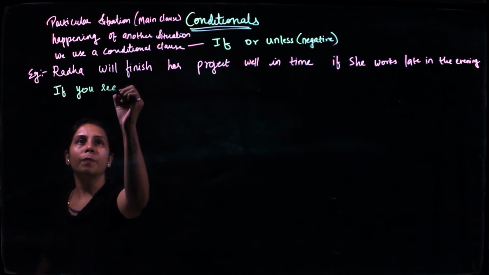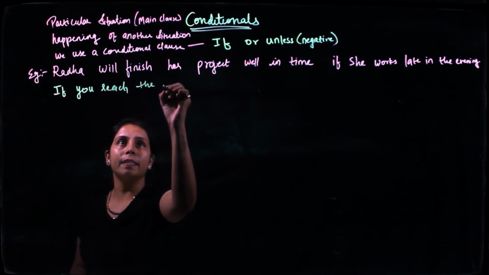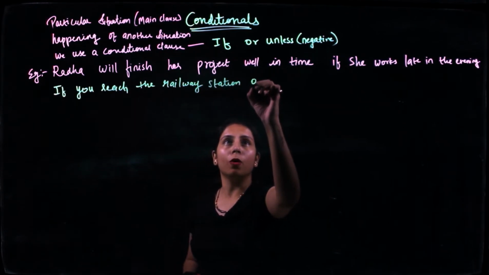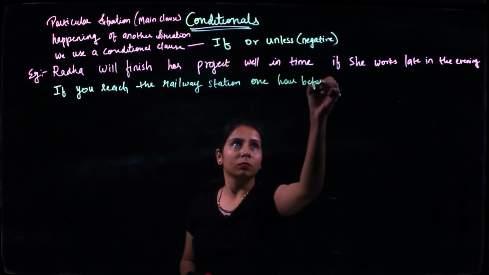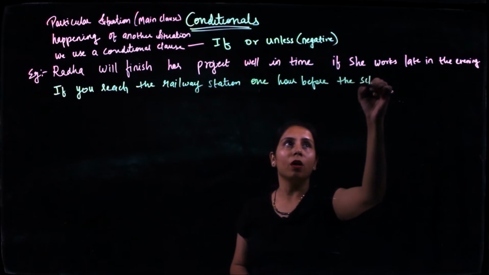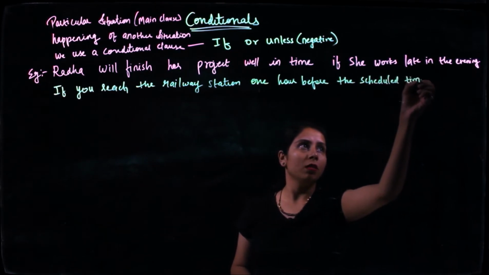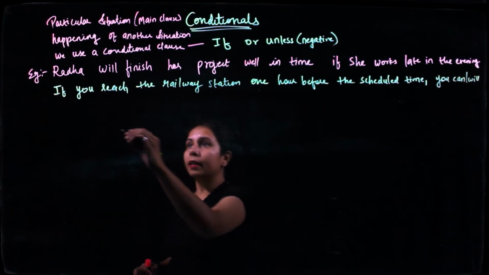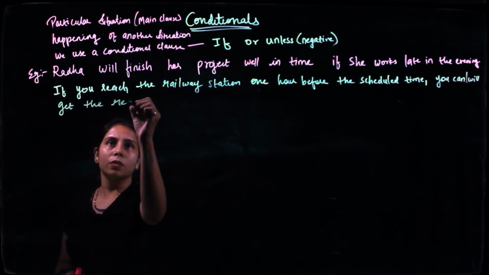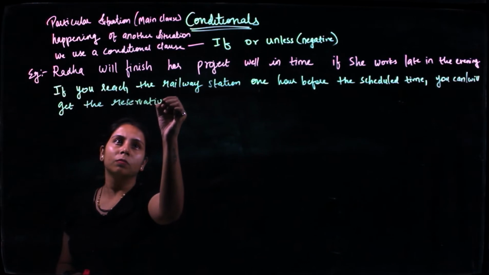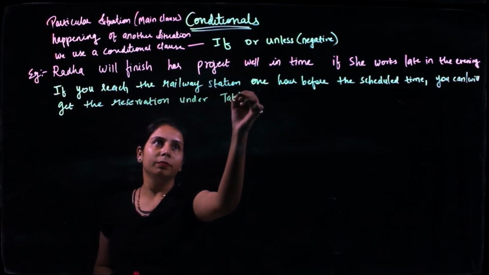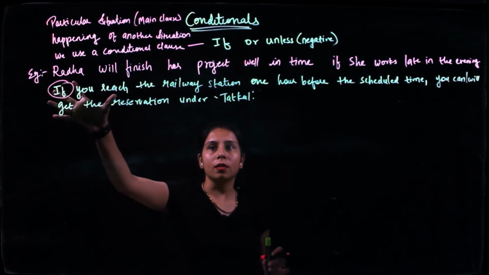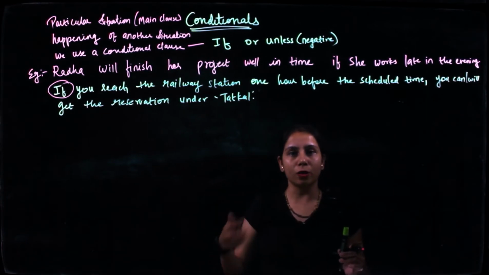So if you reach the railway station one hour before the scheduled time, you can, or you will, get the reservation under Tatkal. You can say scheduled or scheduled, both are right pronunciations. So this is the example of the reservation at the railway station. I have started the sentence with the conditional clause. If this happens, then only the main action, the main scenario, can happen.